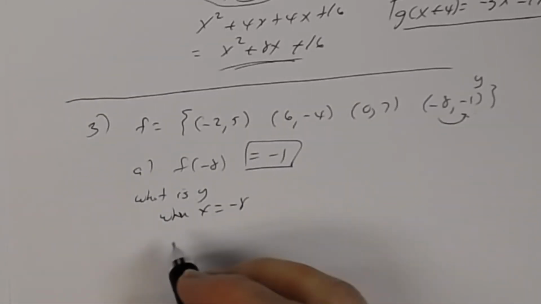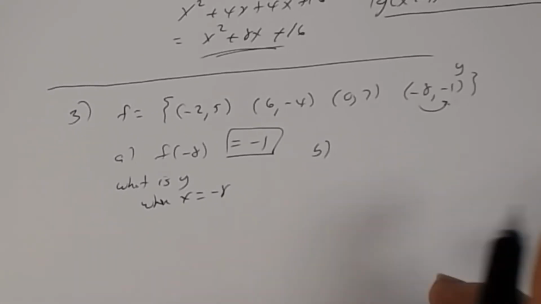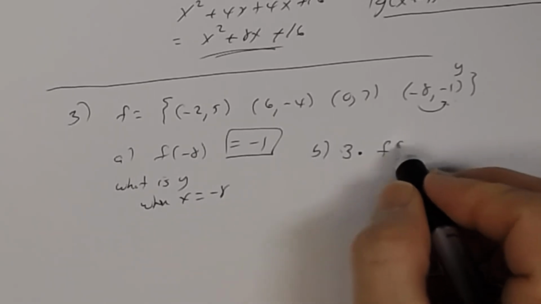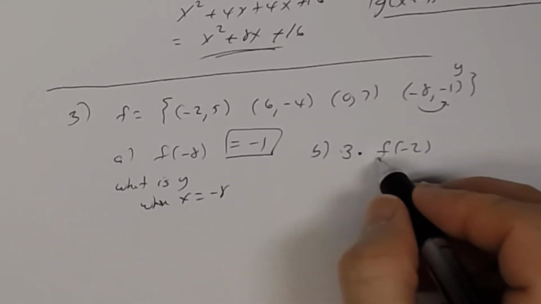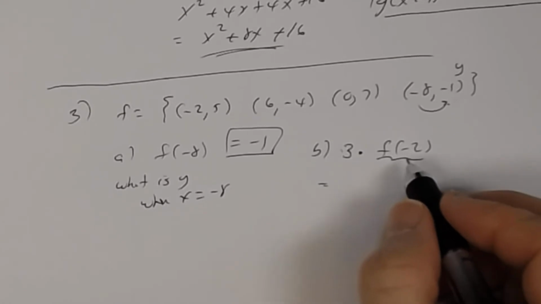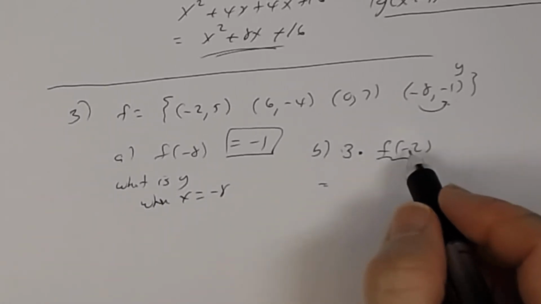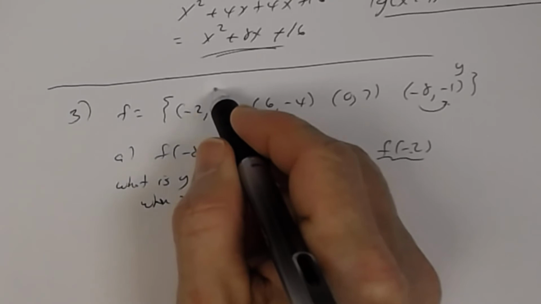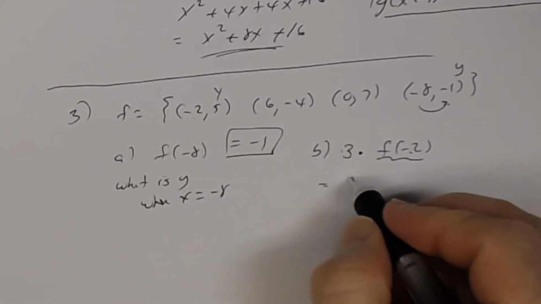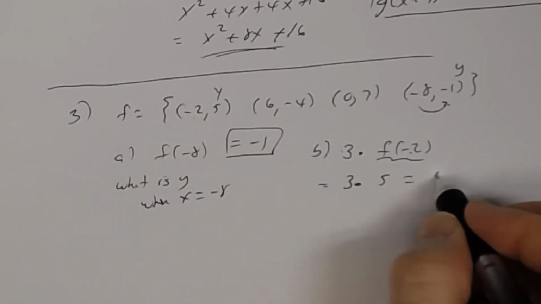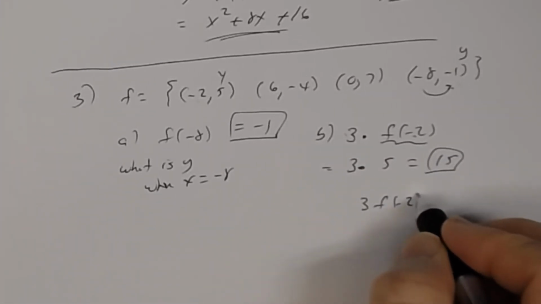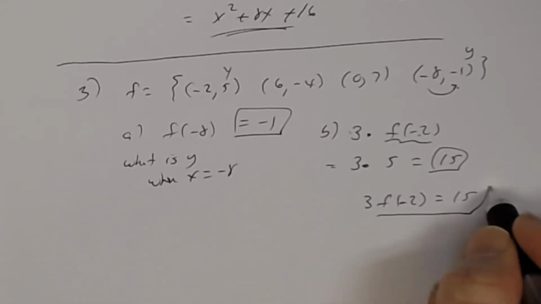Okay? Letter B. It's not that difficult. It's fairly easy to deal with. Letter B says I want to multiply 3 by f of -2. So first of all, you have to figure out what this is. f of -2 means the same thing: what is the y value when x is -2? So here's where x is -2. The y value is 5. So this becomes 3 times 5, which is 15. So 3 times f of -2 is equal to 15.